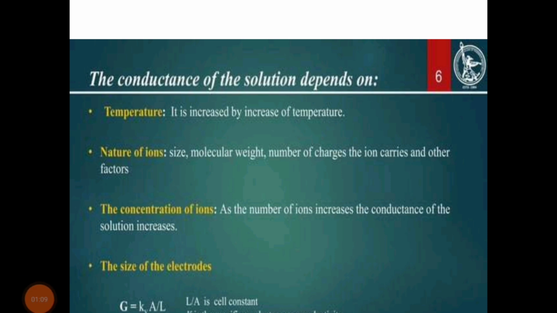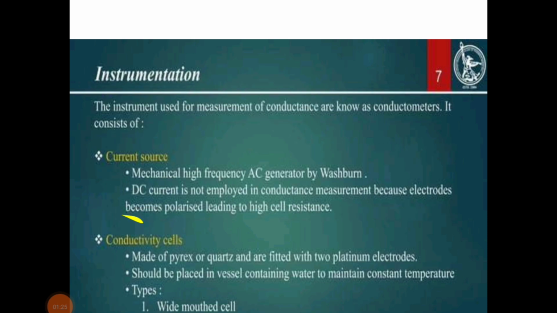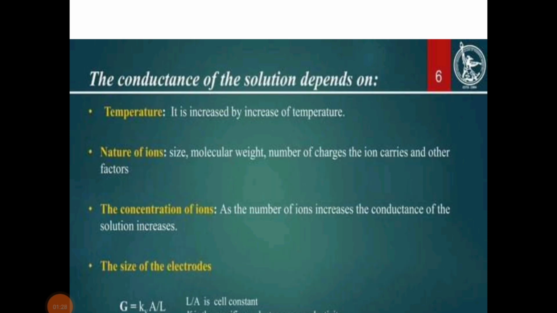Next is the size of the electrode. Conductance also depends on the size of the electrodes, that is, G is equal to K lambda A upon L. So these are some factors on which the conductance depends.